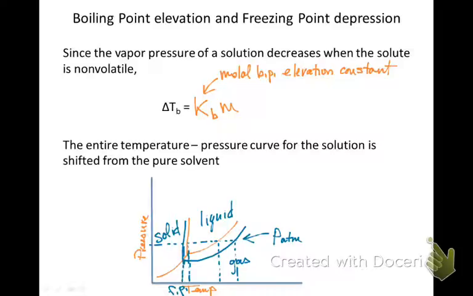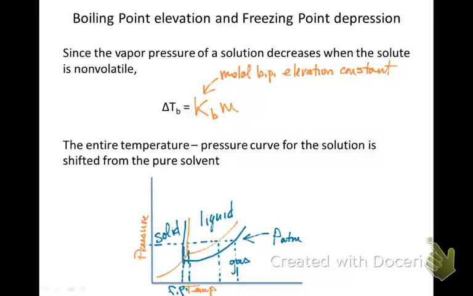From the orange curve, we see the temperature at which the pure liquid would have boiled. And then for the blue curve, we see the temperature for which the solution will boil. And what you'll note is that the solution will always boil at a higher temperature.